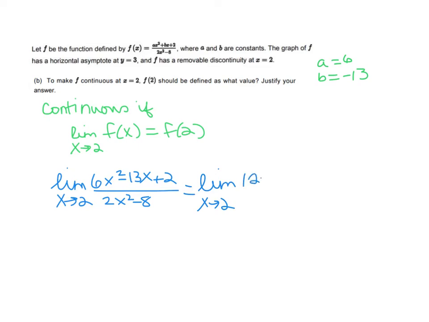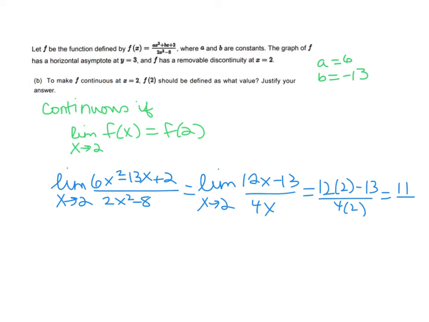So I'm going to take the derivative of the numerator, and I'm going to take the derivative of the denominator, and then I'm going to substitute in 2. And when you do this, you end up getting 11 over 8. And that's actually my answer for this one.